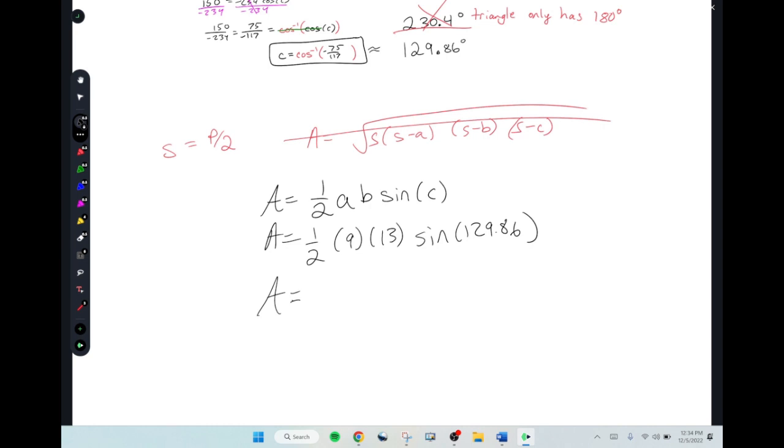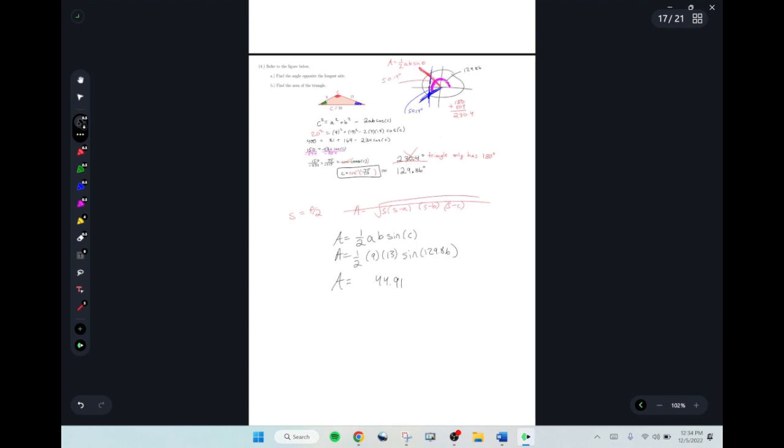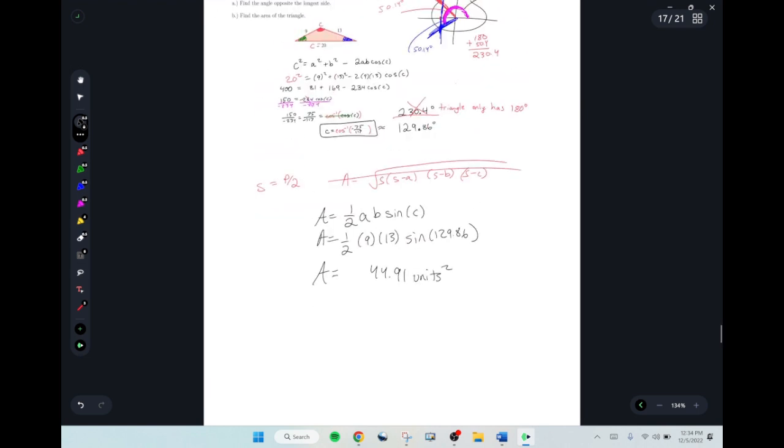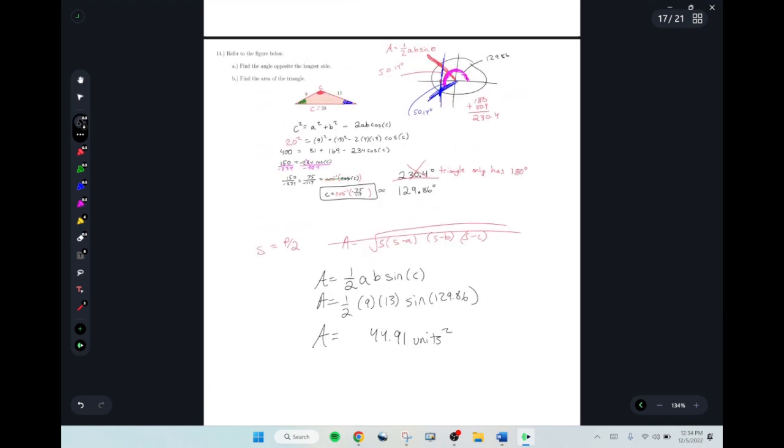Nine times 0.5 times 13. 44.91. It's just units squared, I guess, because it doesn't give you anything. Not too crazy. That's fun. I hadn't done that one yet. I like that.